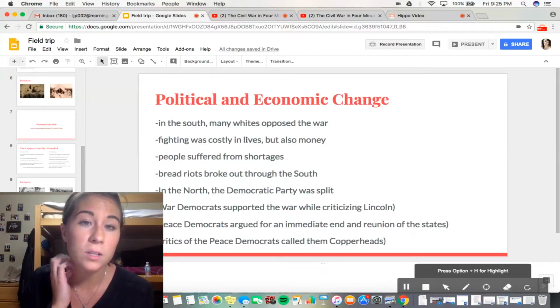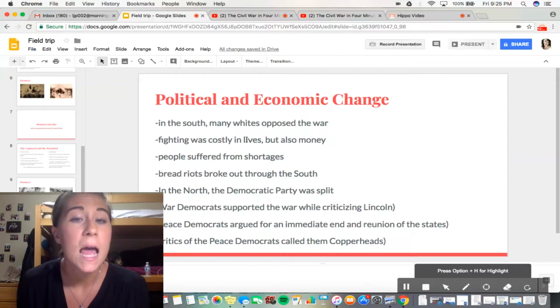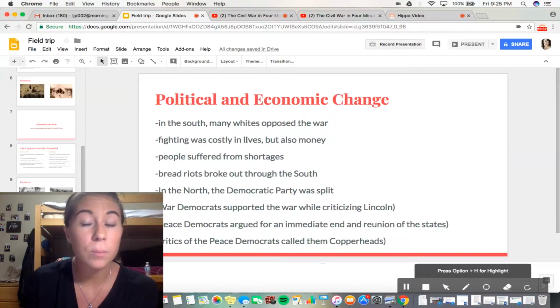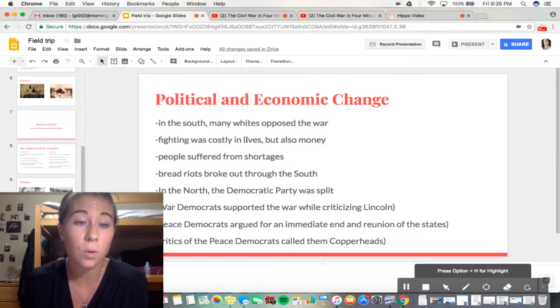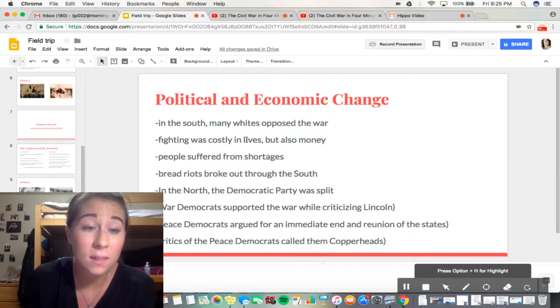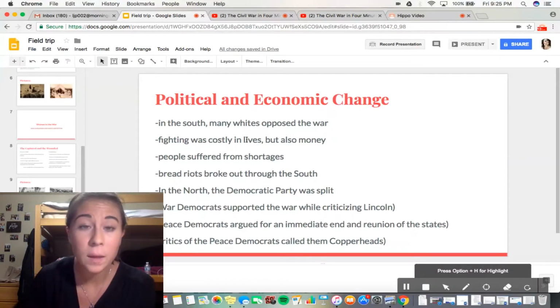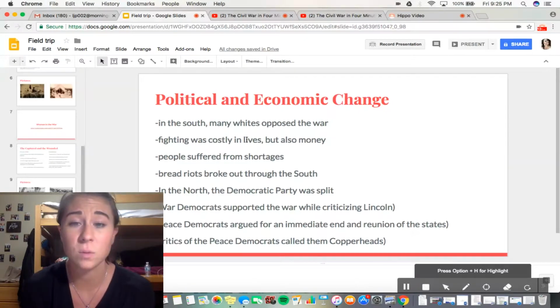So we can move on to the political and economic changes. There were many economic changes in the North as well as the South, and in the South, many whites opposed the war. And that's interesting because we would think that a lot of the South wanted the war to keep their slaves, but many people did oppose the war as well. And the fighting was costly not only in lives, but also in money. And that also had the country in economic despair as well. So people suffered from many shortages of money and food.